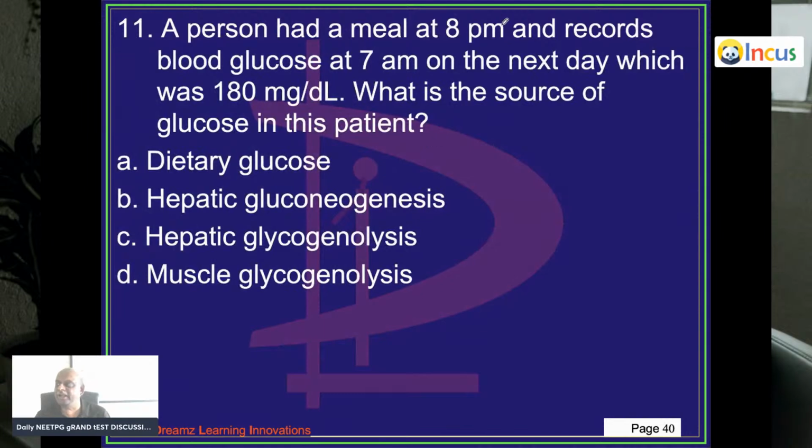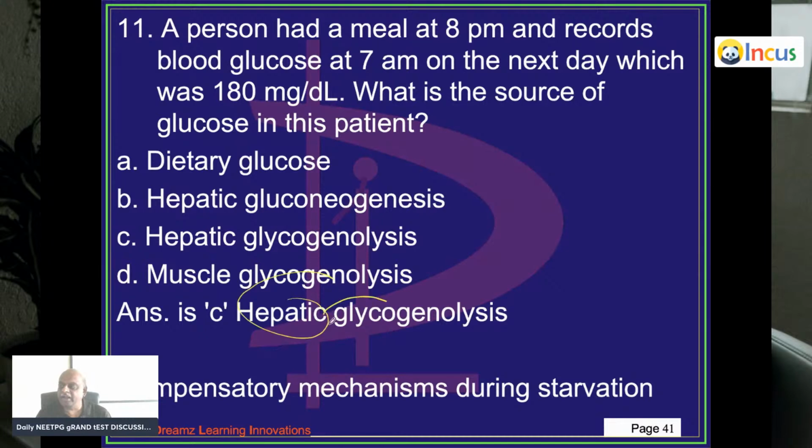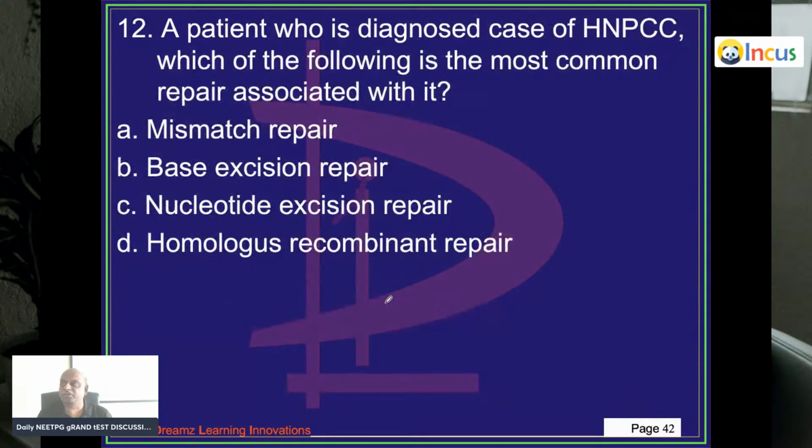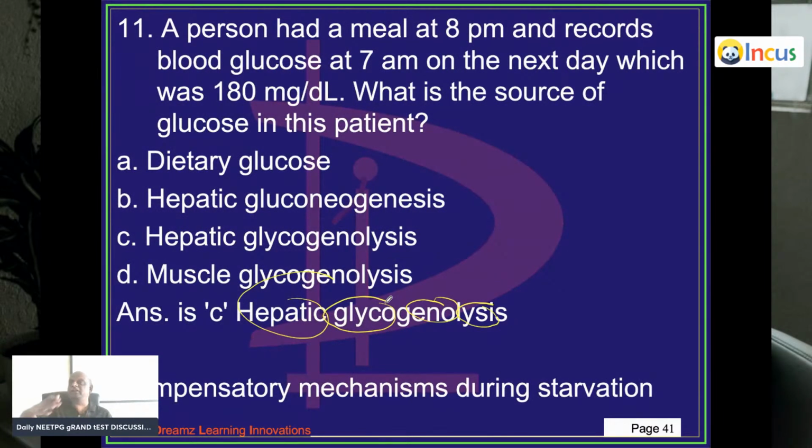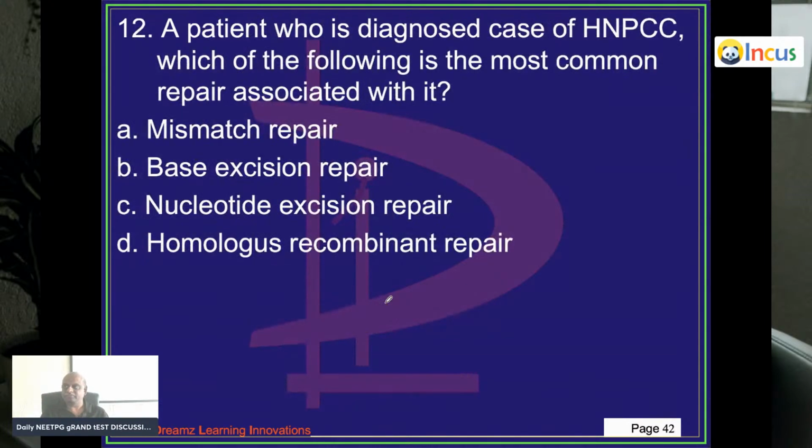A person has a meal at 8 p.m. and records blood glucose at 7 a.m. the next day, which is 180. What is the source of the glucose? Hepatic glycogenolysis. So you should know the different times in the starvation cycle. Initially who will give, later when will ketone bodies come, everything is there. No feeding, starvation cycle. Definitely one question will come.